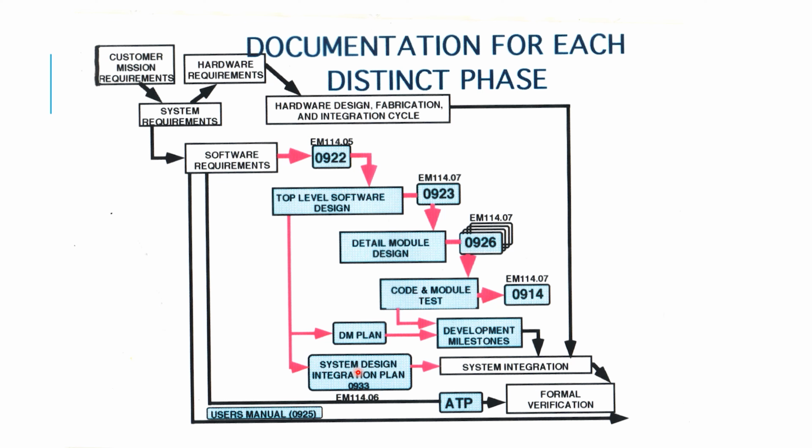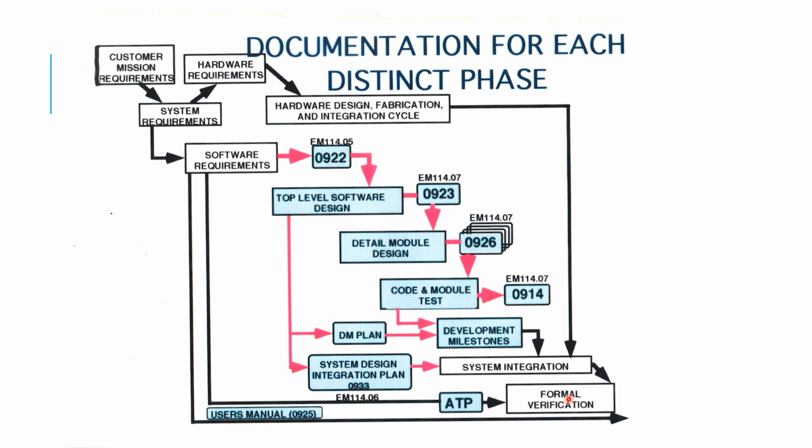Okay, system design integration plan, that's another document. See, it says 933 down there. That's another document. And then that integration plan has to go into the systems integration. So once again, remember what this is. This is where the hardware and the software come together. And then we begin the verification process.